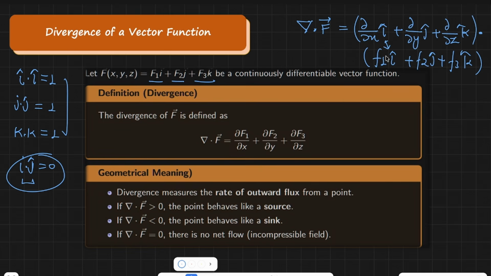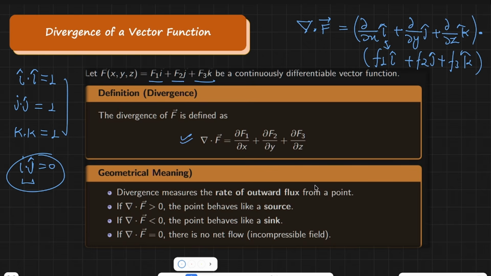So here again, i dot i will be 1, and this f1 will come here, so you will get this first term. If I multiply i with f2 j, that will be 0. If I multiply i with f3 k cap, that will be 0. Okay, so this is how you can get this formula. And again, here the concept is that if it is greater than 0, then it behaves like a source, meaning vector quantity will be produced from there, and if it is less than 0, that will be a sink, where all the vector quantity will be vanishing at that point.